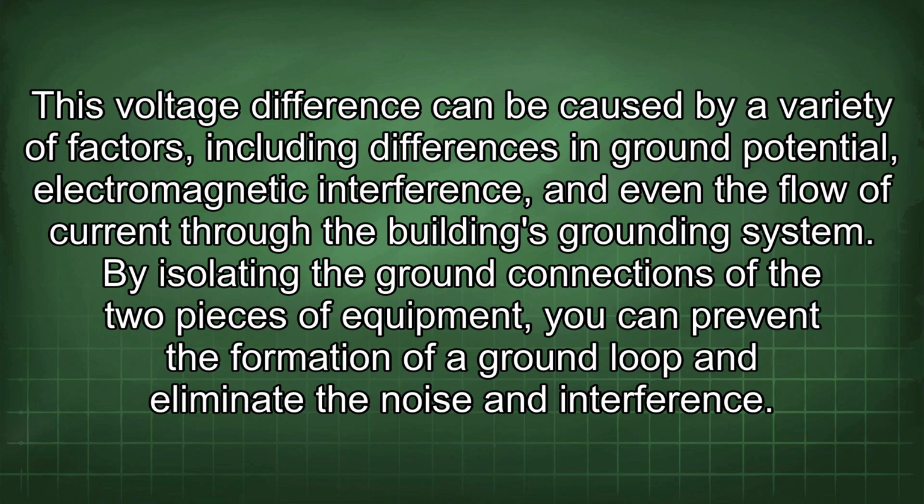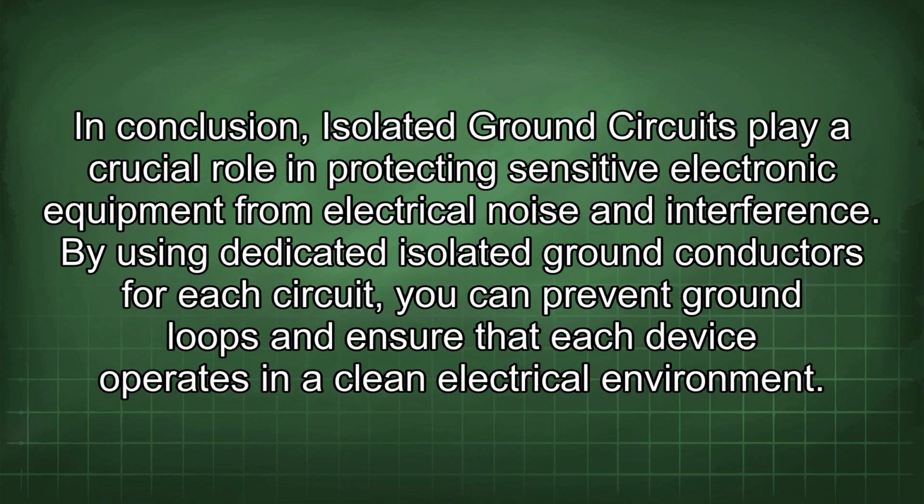By isolating the ground connections of the two pieces of equipment, you can prevent the formation of a ground loop and eliminate the noise and interference. In conclusion, isolated ground circuits play a crucial role in protecting sensitive electronic equipment from electrical noise and interference. By using dedicated isolated ground conductors for each circuit, you can prevent ground loops and ensure that each device operates in a clean electrical environment.